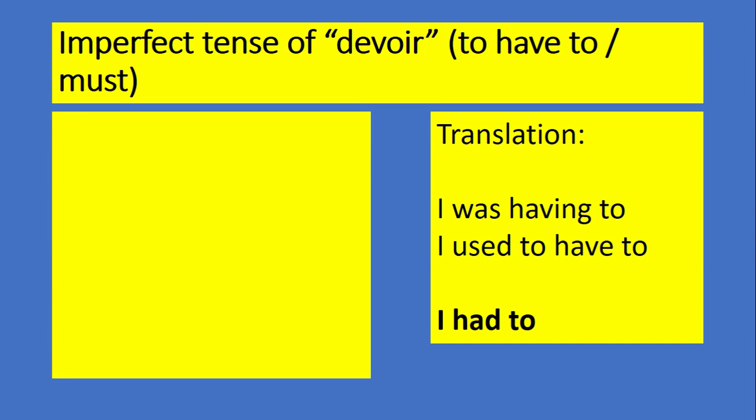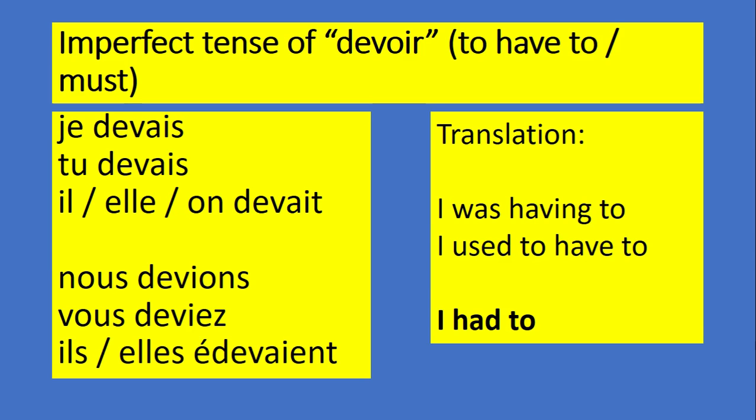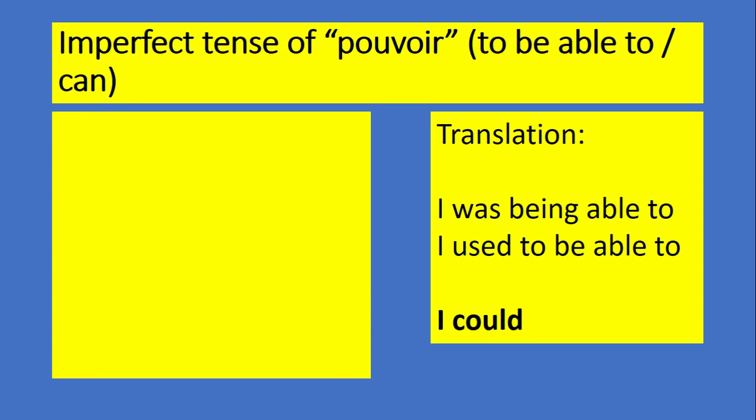Devoir, the verb to have to or must. Je devais, tu devais, il devait, nous devions, vous deviez, ils devaient. Oops, a bit of a mistake there. Just ignore that. Apologies. Literally it can be translated as I was having to, I used to have to. When I was small, I used to have to wake up at 9 o'clock. But it might be better English to translate that imperfect tense as I had to.